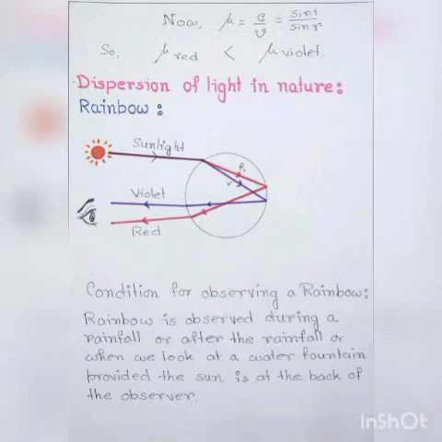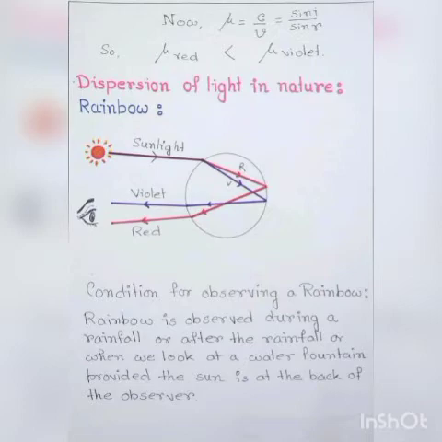And also we know refractive index μ is equal to c by v, equal to sin i by sin r. Therefore, when white light passes through a glass prism, different constituent colors come out of the prism at different angles. And here μ red is less than μ violet, and this gives rise to the dispersion of white light.